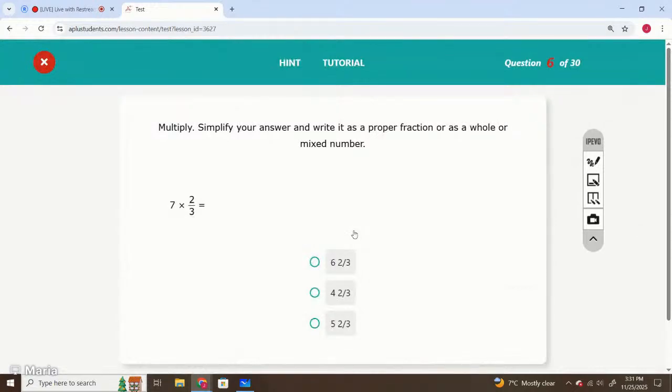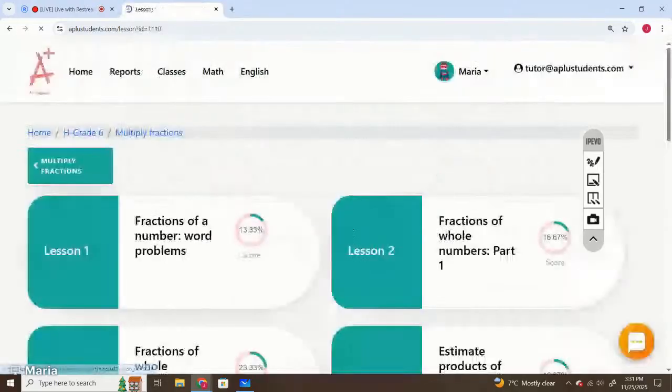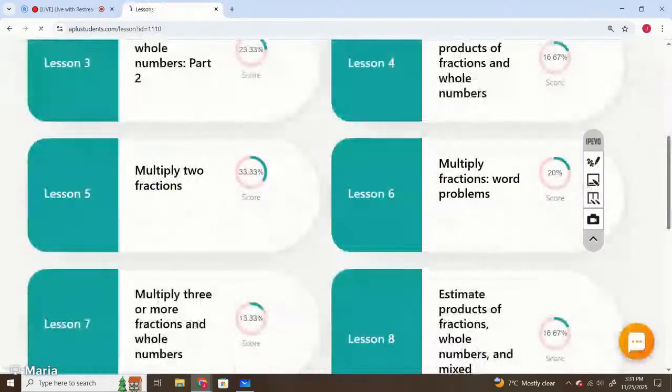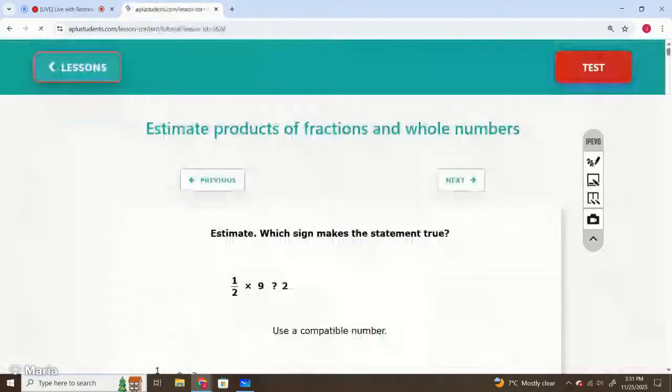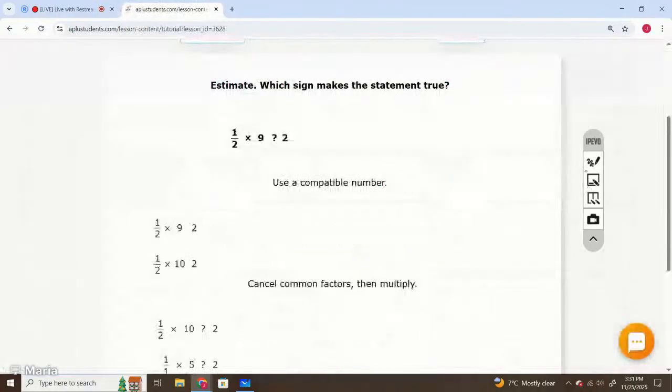Okay, you can complete the lesson by yourself later today. Let me just move on to the next lesson. The next lesson is estimate products of fractions and whole numbers. Estimate which sign makes the statement true: 1 by 2 times 9.